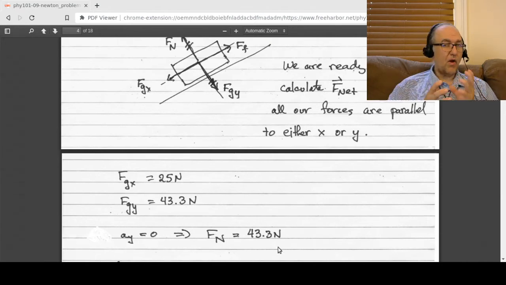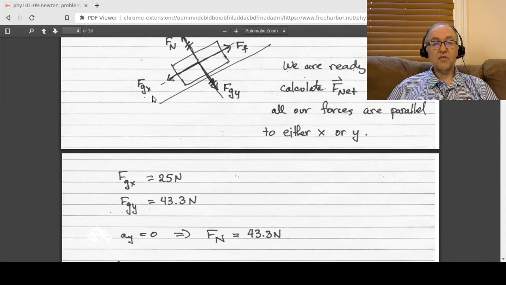But, you know, be careful. If you're not sure, don't just jump to the conclusion, if there's a variation in the problem, that the numbers will stay the same. You'll see in some problems I'll make some small variation. And even though you have the same forces in terms of their type and direction, their magnitude changes because other things in the problems change. Okay, so just be very careful. Rethink each of the steps. All right. So since Fgy is 43.3, Fn must be 43.3.